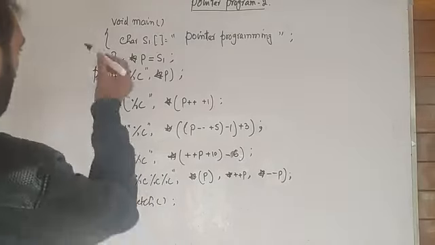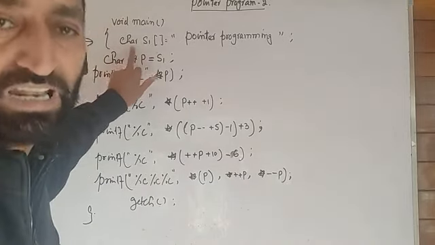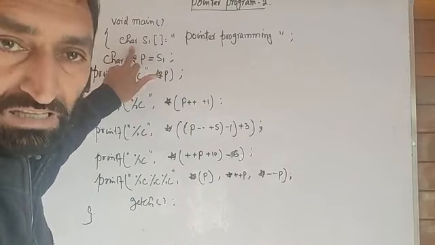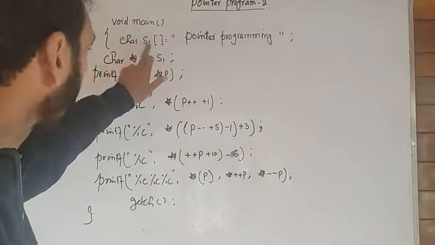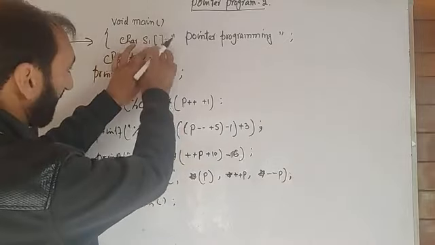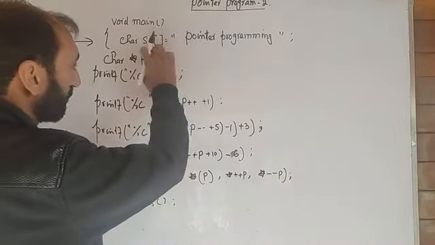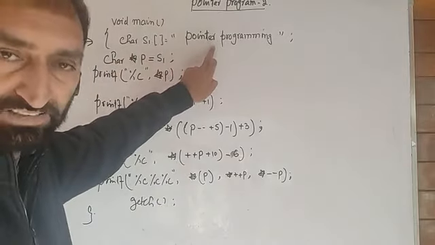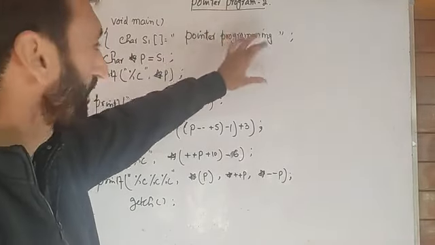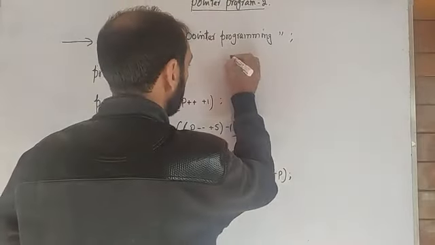Here we will start from here. Here I have declared a character array S1, a character array pointer program. Here I am going to declare the character array, initialized at compile time, in the memory.